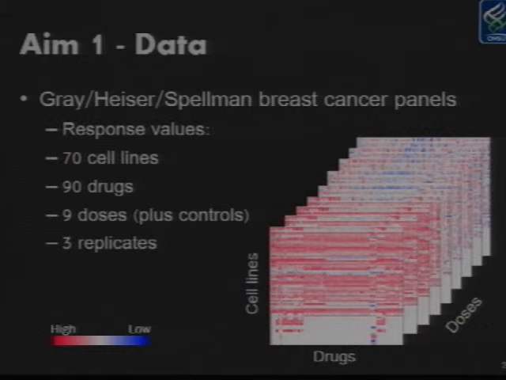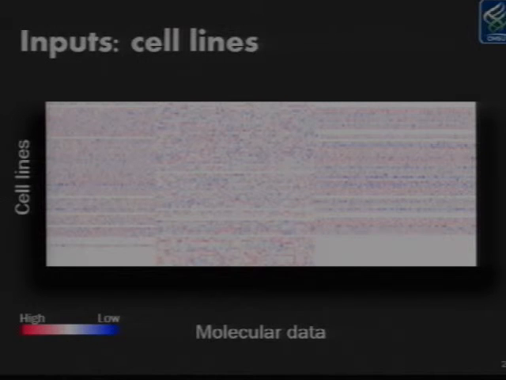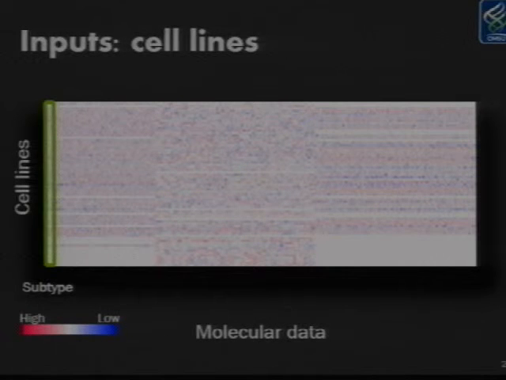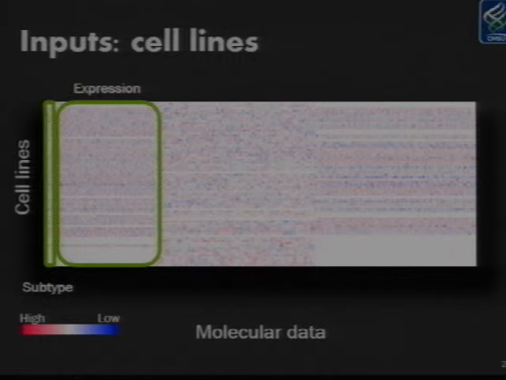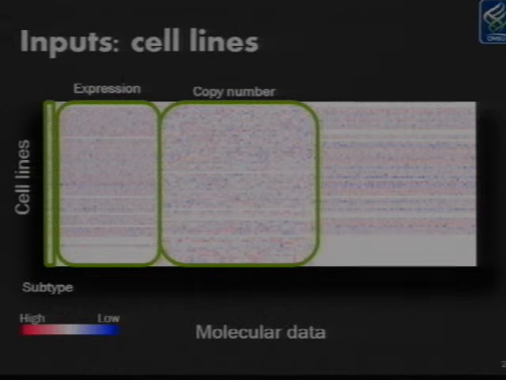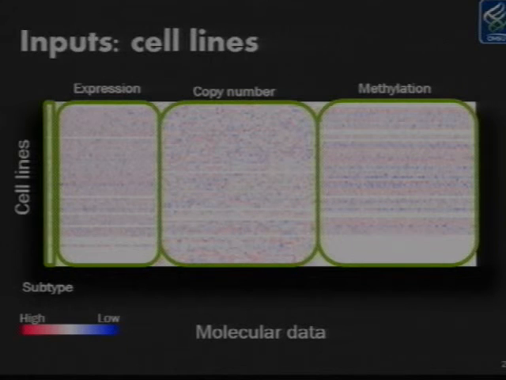This is just a quick overview of the data. We've seen this one before. That's the central tensor. This will be some input for the cell lines. This isn't quite all the data sets that I plan on using, but it has subtype information, some gene expression, gene copy number, and gene methylation data. So this is that long matrix on the left.